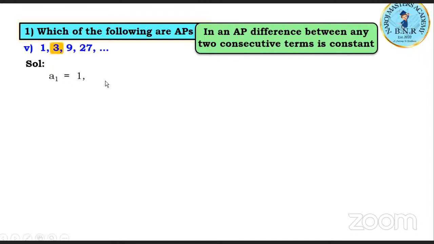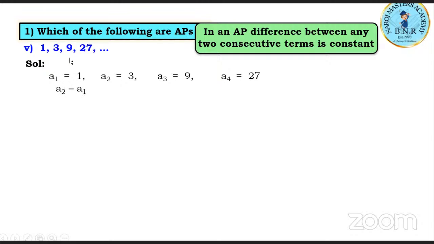A2 is 3. A3 is 9. And A4 is 27. Very good. The next step is to find the difference, which we call the common difference. Of which numbers? Two consecutive numbers, one after another, two immediate numbers.